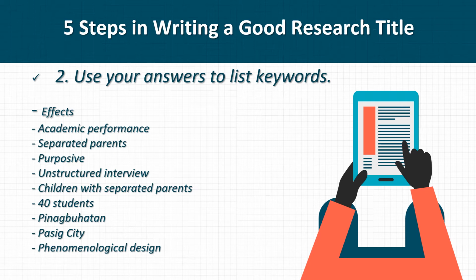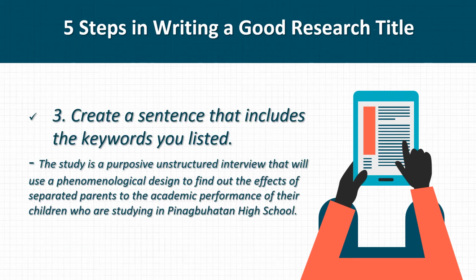So this will be the materials that will be used in the following steps to be able to form the research title. The third step in writing a good research title is to create a sentence that includes the keywords that you've listed in step number 2.